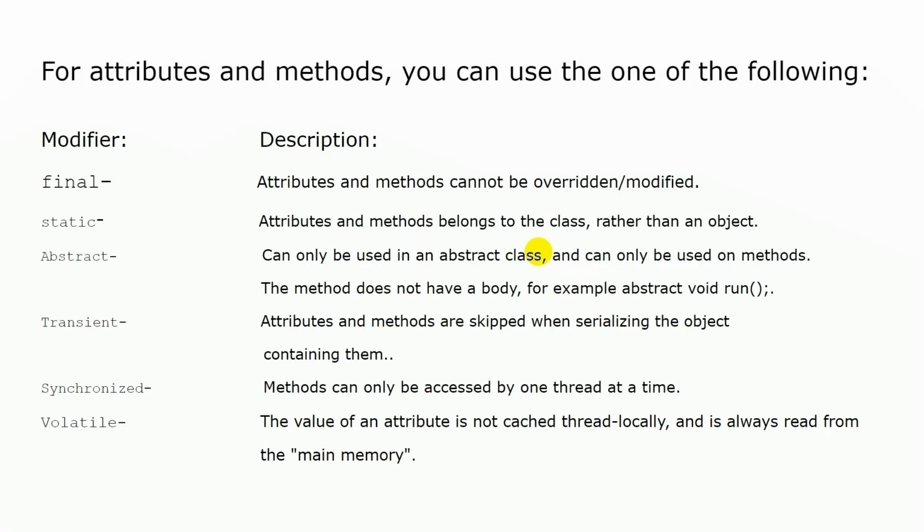The other 3 are transient, synchronized and volatile. These non-access modifiers aren't much used today in Java. The transient modifier makes attributes and methods skipped when serializing the object containing them. The synchronized keyword means methods can only be accessed by one thread at a time. And if it's volatile, the value of an attribute is not cached thread-locally and is always read from the main memory.